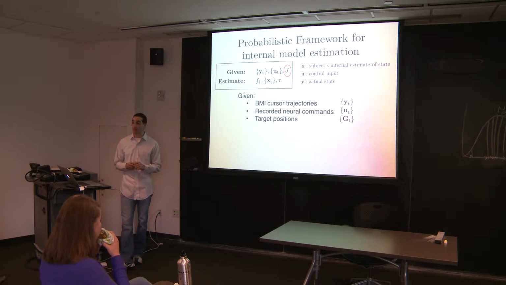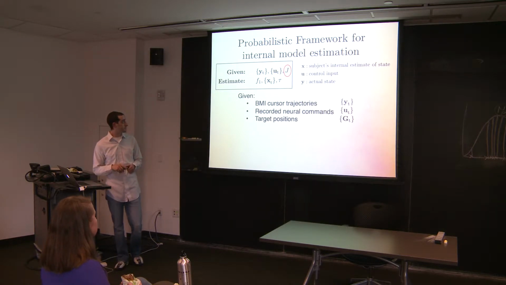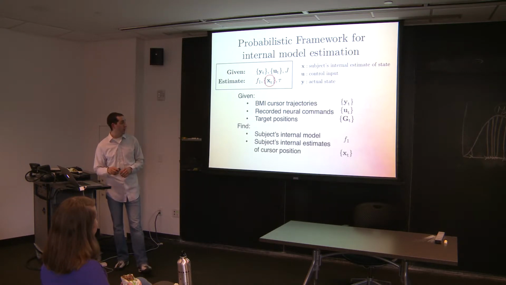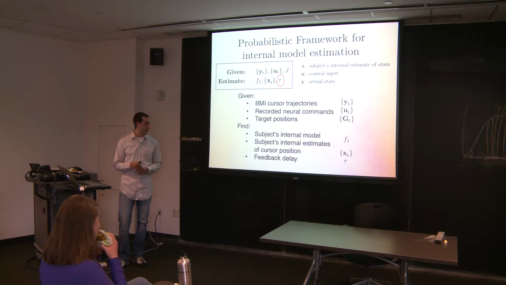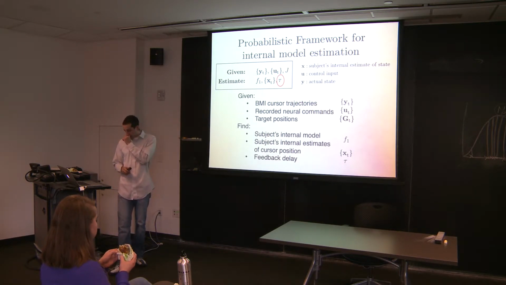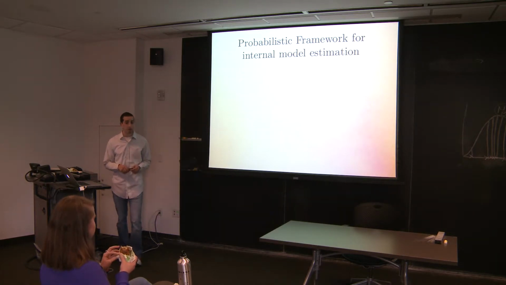We're basically going to assume that the monkey wants to drive the cursor straight to the target at every time step during the experiment. And we want to find the subject's internal model of the cursor dynamics, that's F1. We want to find where the monkey thinks the cursor is at every time step during the experiment. And we'll also try to learn the feedback delay. So we devised a probabilistic framework to solve this problem.